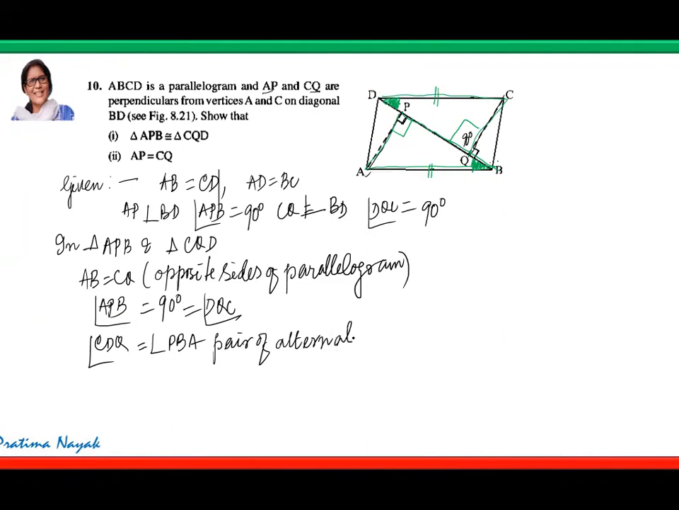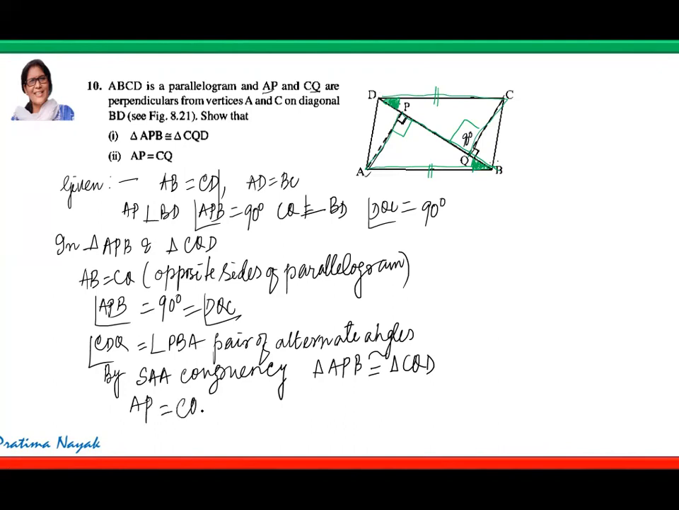You can draw the figure, you can pause the video and you can copy the answers. So by SAA congruency, triangle APB is congruent to triangle CQD. So part 1 is over. For AP is equal to CQ, why? Corresponding parts of congruent triangles. So all the parts are over. Proved.